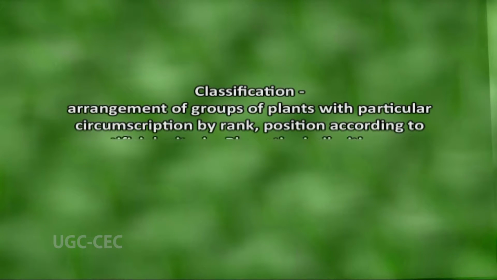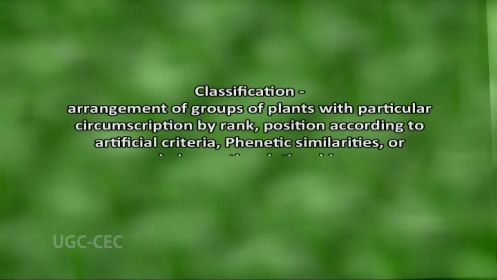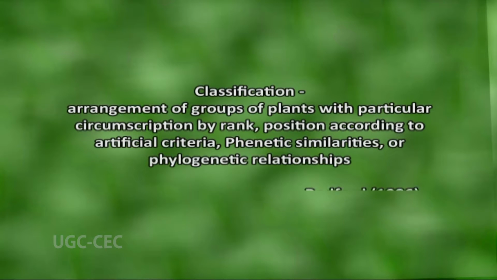Now, third aspect is classification. Plant classification is the arrangement of the plants into groups and categories for a clear understanding, proper study, and effective organization. According to Radford in 1986, classification is the arrangement of groups of plants with particular circumscriptions by rank and position according to artificial criteria, phenetic similarities, or phylogenetic relationships.